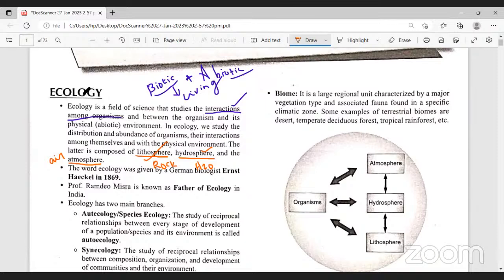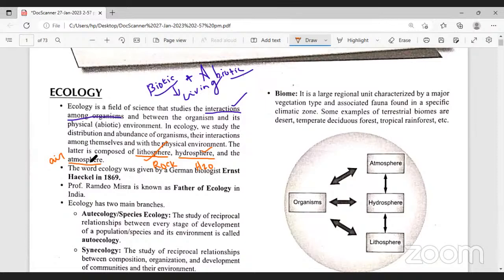Ecology is nothing but the interaction of the biotic and abiotic factors within the organisms. That is very, very important. The interrelationship between the biotic factor as well as the abiotic factor is collectively called ecology. The ecology has a physical environment. What is the physical environment? There are three: lithosphere, hydrosphere, and atmosphere. Litho means rock, hydro means water, and atmosphere is air. These are the things: the land, water, and air. So this is very, very important.